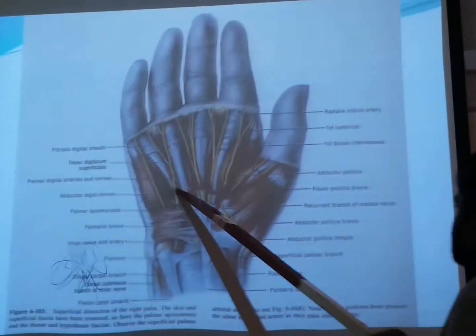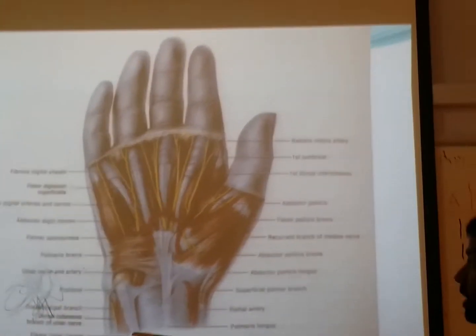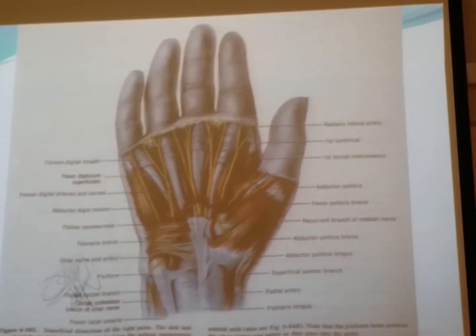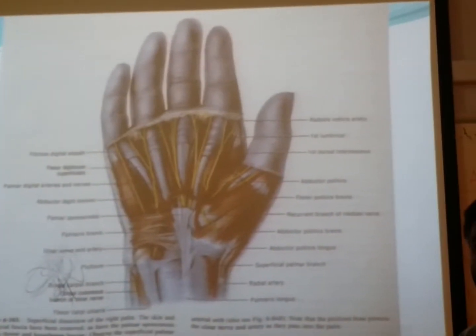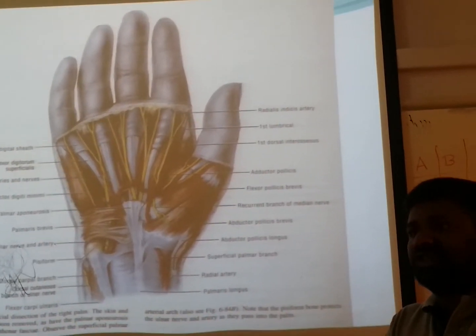These are all the tendons that belong to the muscles of the forearm. Whereas these muscles, see this? They are the muscles which are present within the hand. Okay. Both attachments, origin and insertion, are present within the hand. So they are called the intrinsic muscles.